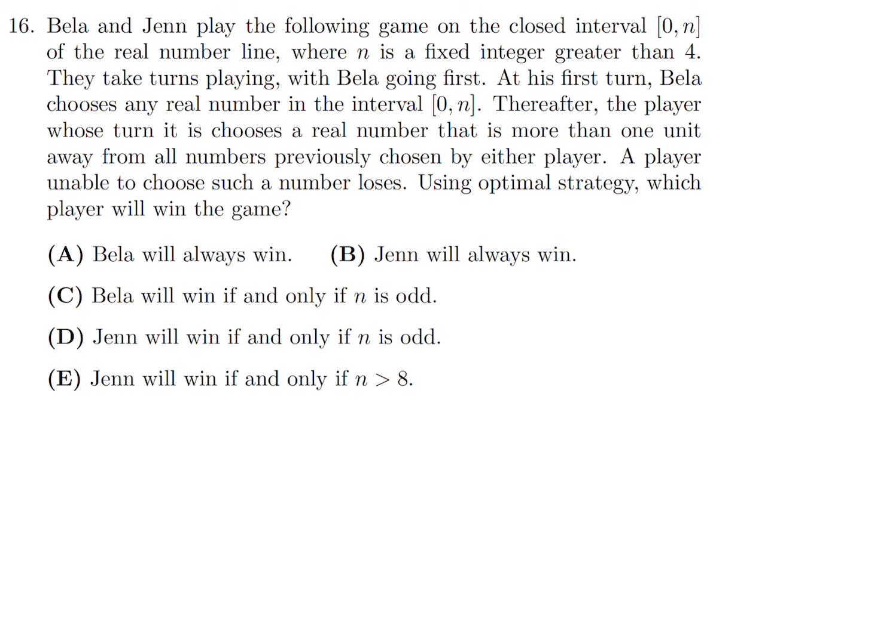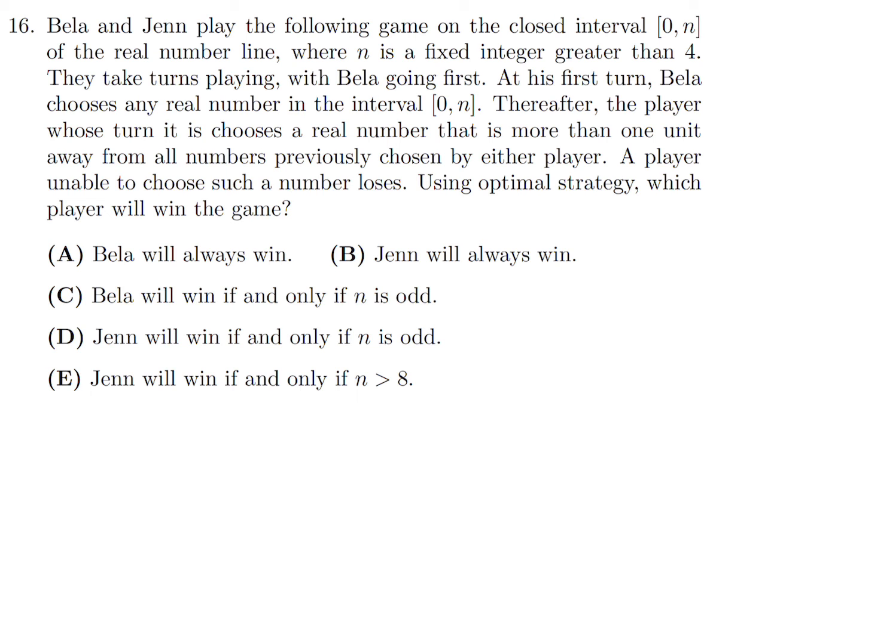Bella and Jen play the following game on a closed interval 0 to n of the real number line, where n is a fixed integer greater than 4. They take turns playing, with Bella going first. At her first turn, Bella chooses any real number in the interval 0 to n. Thereafter, the player whose turn it is chooses a real number that is more than 1 unit away from all numbers previously chosen by either player. A player unable to choose such a number loses. Using optimal strategy, which player will win the game?